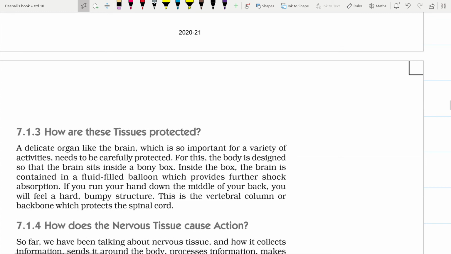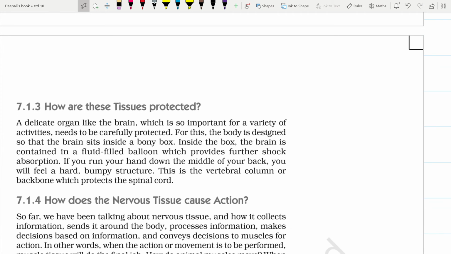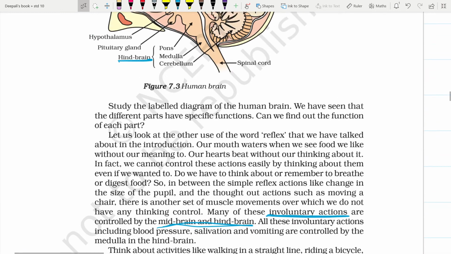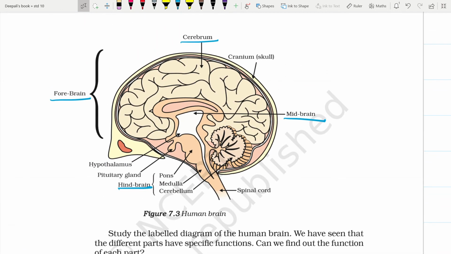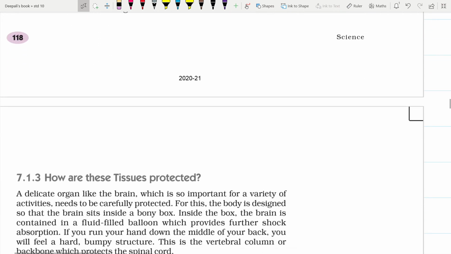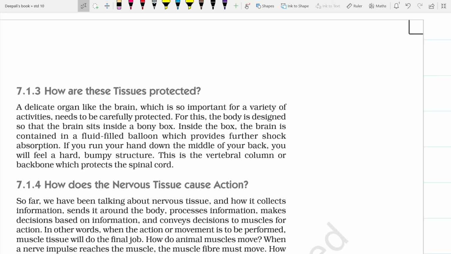Now, do you know which tissues protect this brain? A delicate organ like the brain, which is so important for a variety of activities, needs to be carefully protected. For this, the body is designed so that the brain sits inside a bony box, which we also call the skull. Inside the box, the brain is contained in a fluid filled balloon which provides further shock absorption. It is made up of a layer called the meninges, and there are three meninges which are separated by cerebrospinal fluid, which prevents shock to the brain.